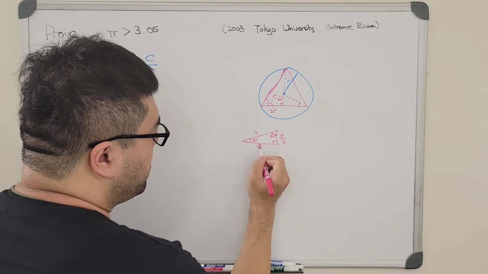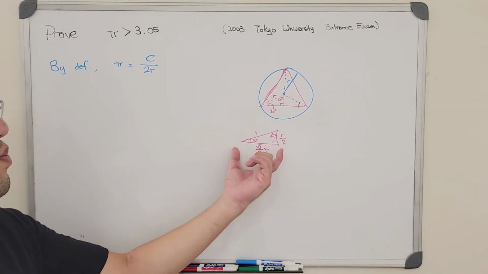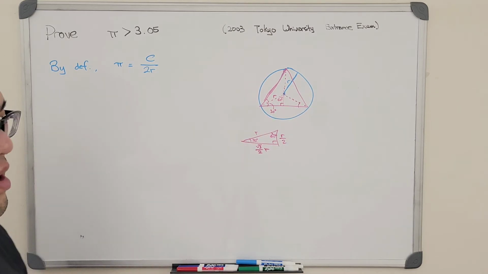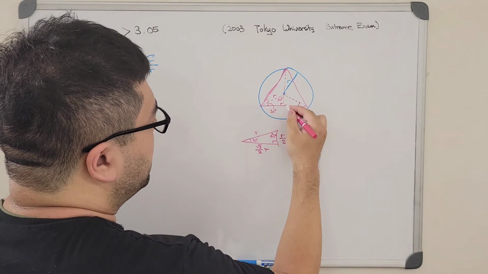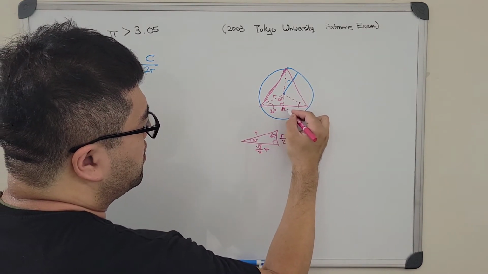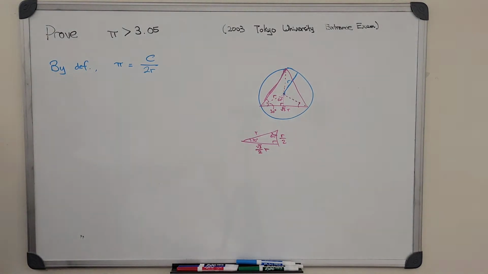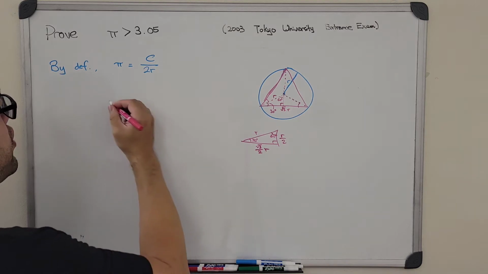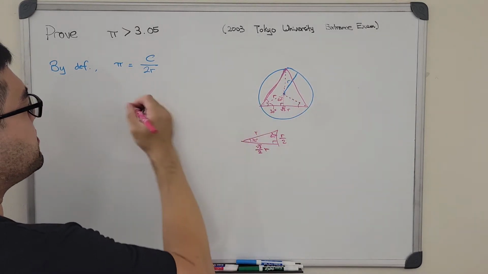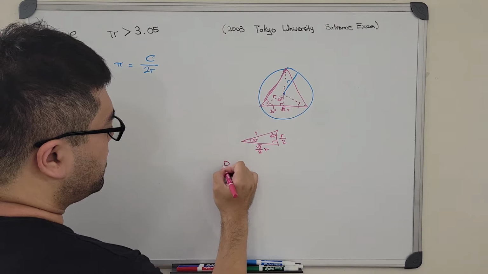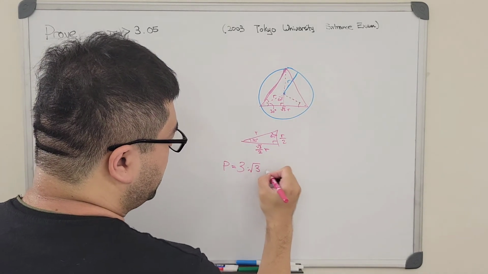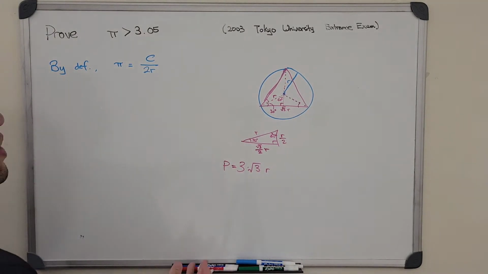And we can now get the length of this half of the base, which is radical 3 over 2 times r, meaning that if we double it, we'll get the base of the triangle equals radical 3 times the radius. Okay. Then again, we now see that the perimeter of the regular triangle would then be 3 times the base, which is 3 times radical 3 times r.